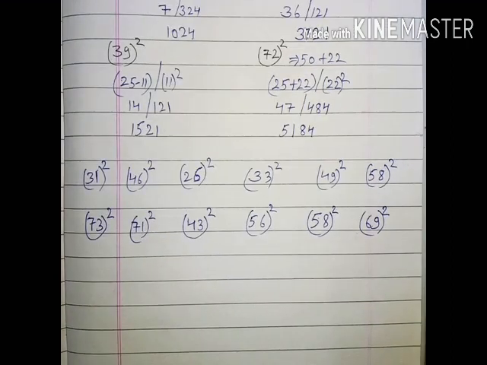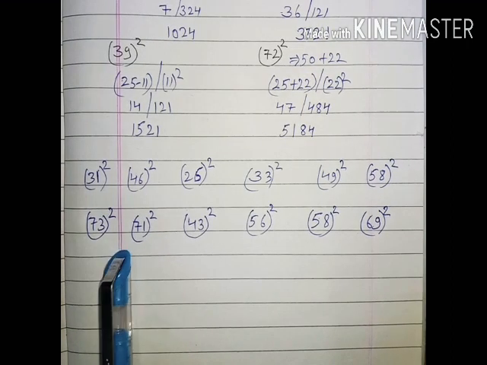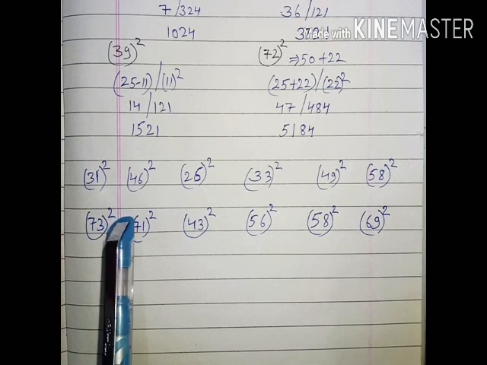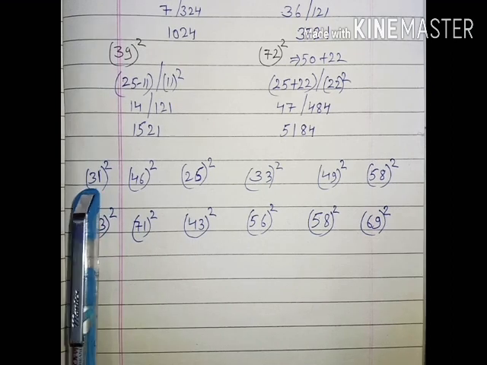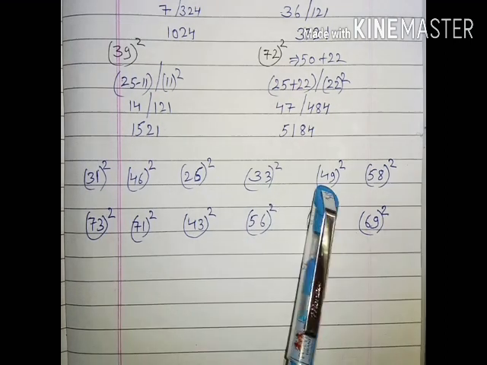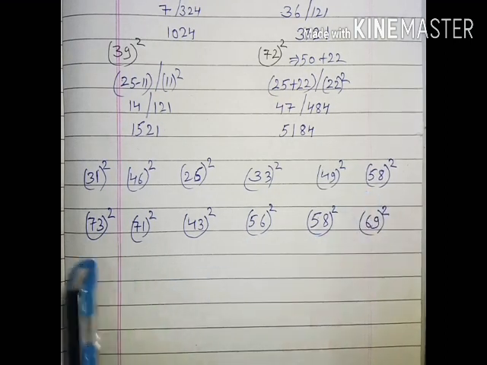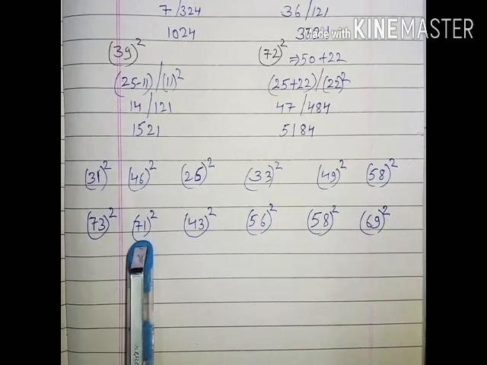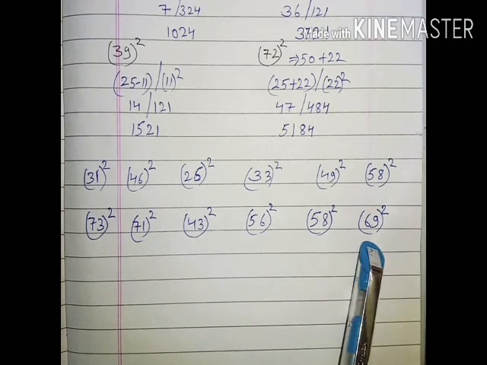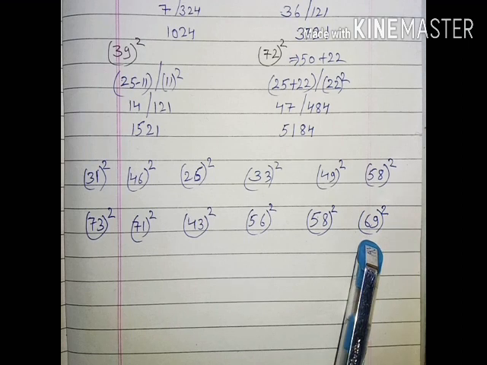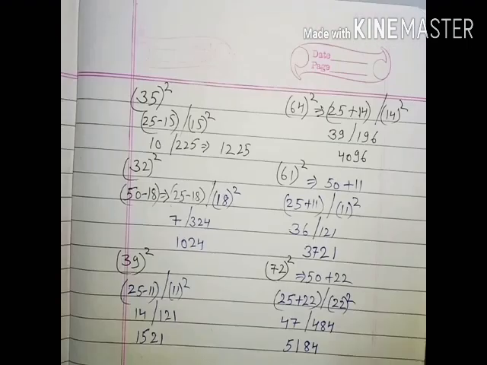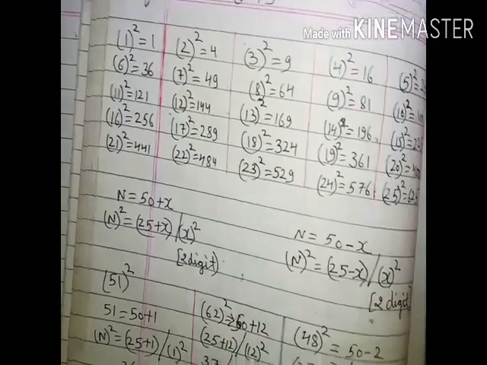There are some questions for you which you can try if you want to increase your calculation speed. Questions are 31 square, 46 square, 26 square, 33 square, 49 square, 58 square, 73 square, 71 square, 43 square, 56 square, 58 square, and 69 square. You can do these questions if you have learned the squares from 1 to 25.